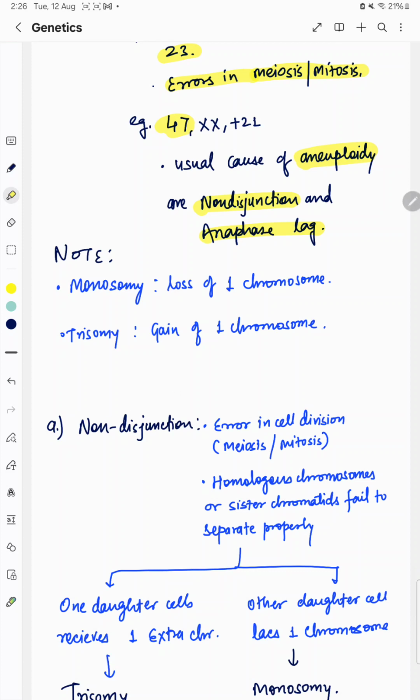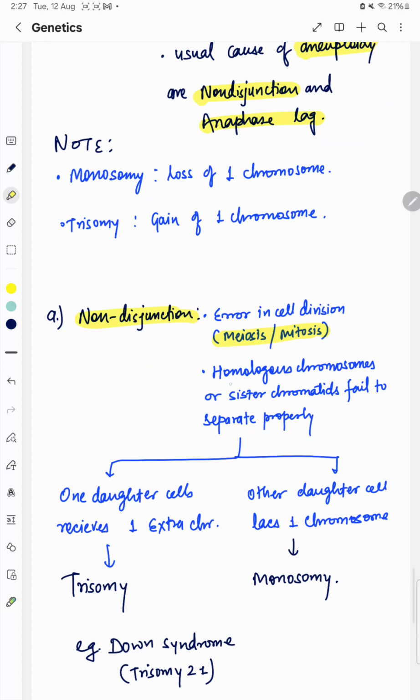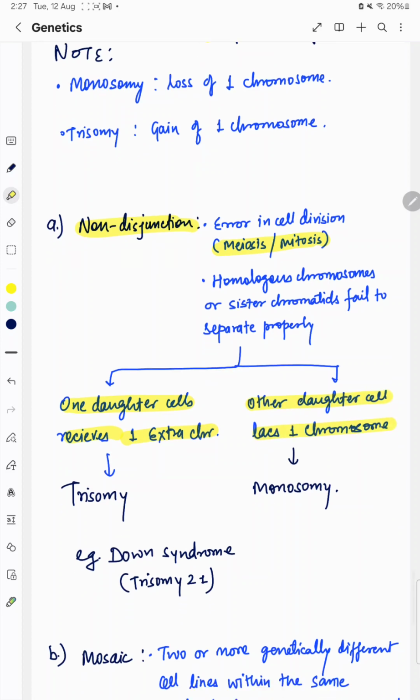So what is non-disjunction? As we are discussing, aneuploidies are because of non-disjunction or anaphase lag. In non-disjunction, there is an error in the cell division, which can be in meiosis or mitosis. Homologous chromosomes or sister chromatids fail to separate properly, and this may result in one daughter cell receiving one extra chromosome and the other daughter cell lacking one chromosome.